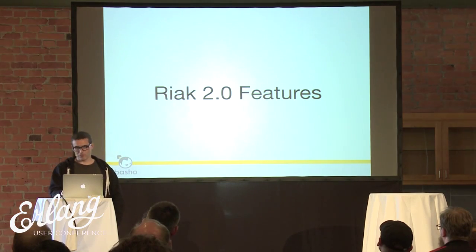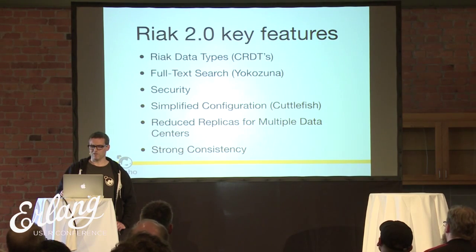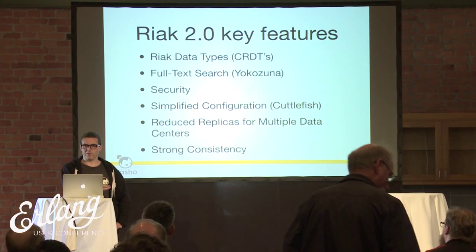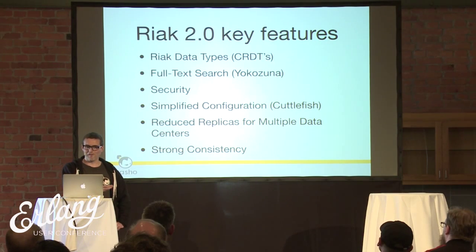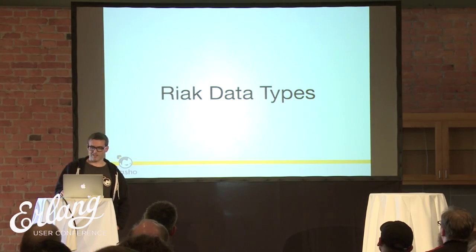So, a couple of key features are Riak data types, CRDTs, full text search, that goes under the code name of Yokozuna. Security's been added. Configuration has been simplified dramatically. We've got reduced replicas for when you're running a multi-data center setup. Obviously, if you've got three replicas of all your data on the source, you don't necessarily want to replicate three copies of it onto the sync side as well. One might be sufficient.